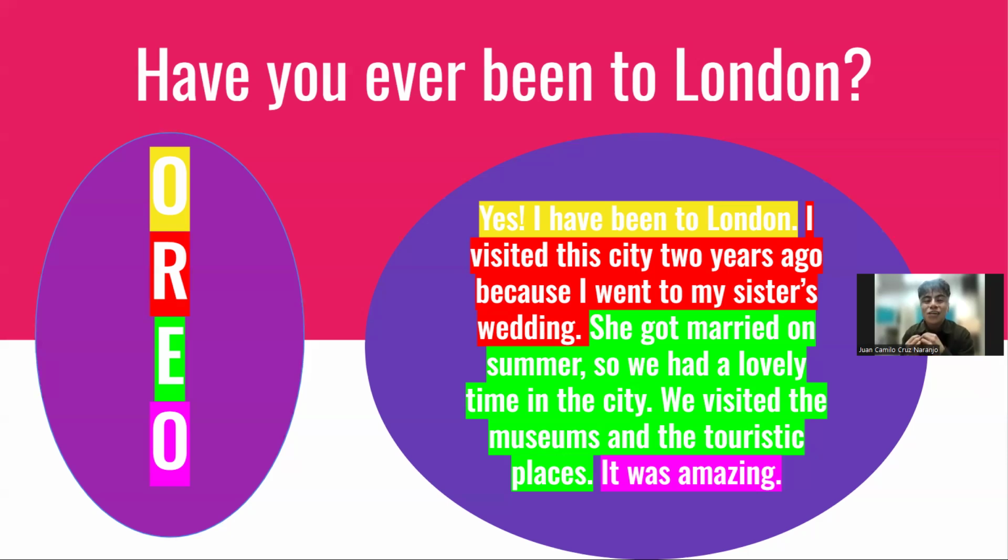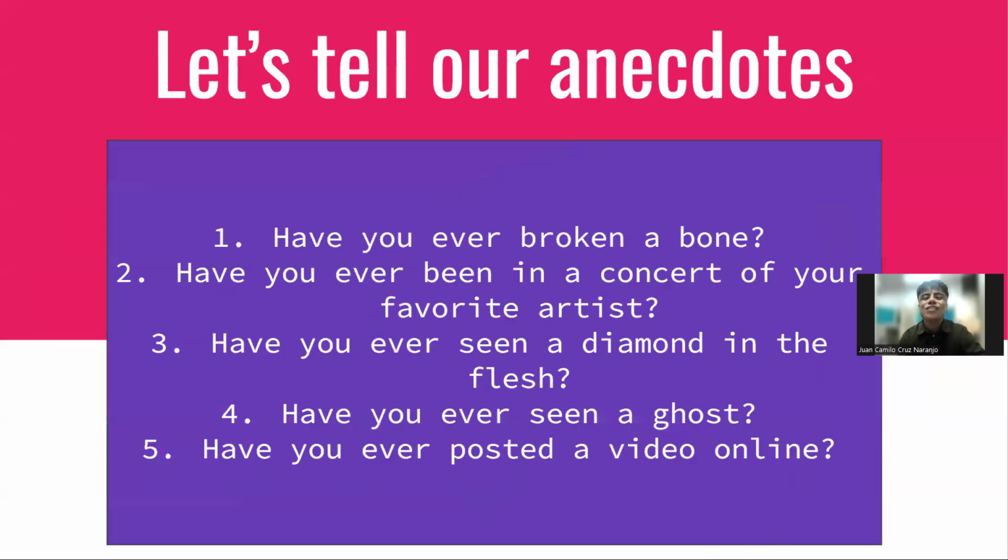Okay? It is time for us to practice. We're going to put into practice the strategy and the simple past and the present perfect tenses. So, we're going to tell our anecdotes. Remember, you can organize your ideas in your mind using Oreo in order to answer properly, in order to tell a very nice story, a very nice anecdote connected to the following situations.